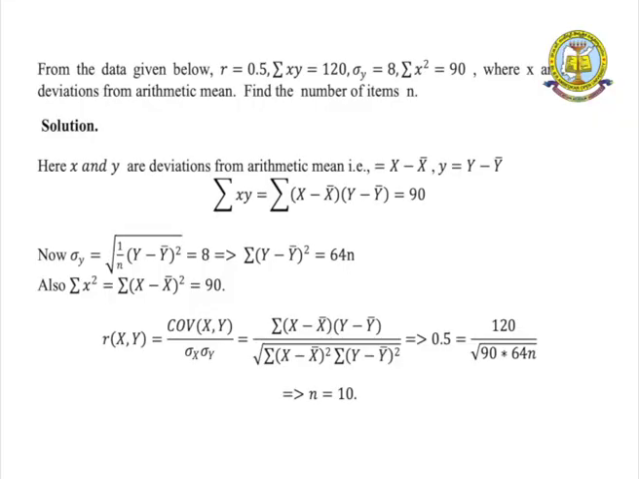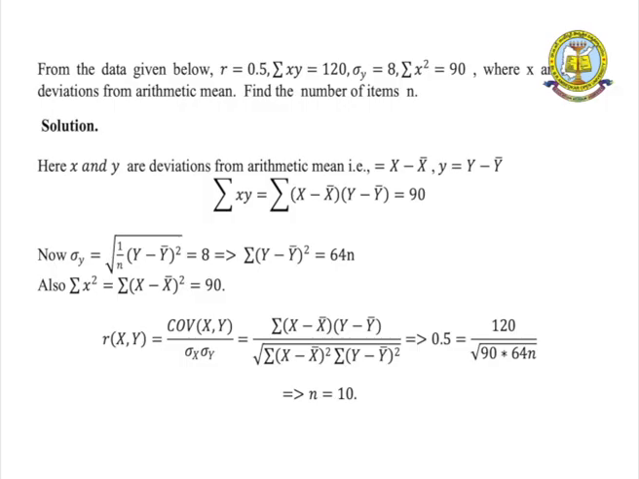So, now I am going to explain one example problem here. From the data given below, r is equal to 0.5. What is r? r is the rank correlation given to us. Summation xy is equal to 120, the product of xy value is given to us. Standard deviation of y is given as 8, and summation x square value is given, where x and y are deviations from the arithmetic mean. Find the number of items n, that means we need to find the n value.